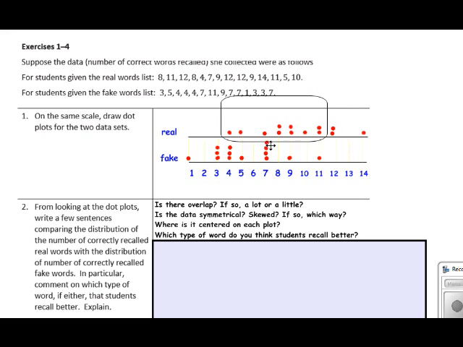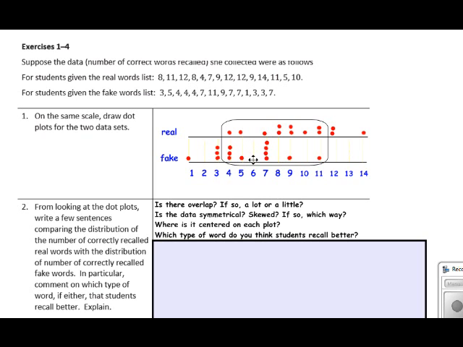Overlap would be if the dots are in the same section for both the recall of the real words and the fake words. For example, the overlap starts here at 4 words. Both groups recalled 4 words, and both groups recalled 5 words, 7 words, etc. Then the most that they both recalled was 11. Nobody recalled 12 fake words. So this is the section that overlaps. So is there overlap? And if so, is it a lot or is it a little?